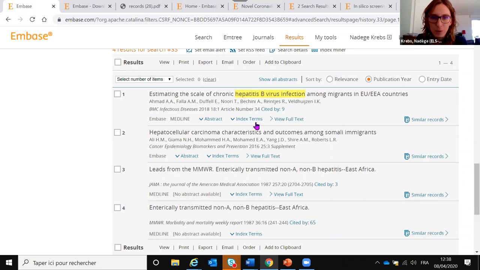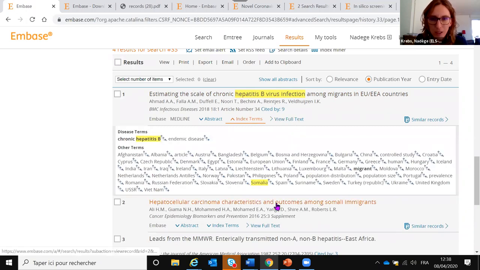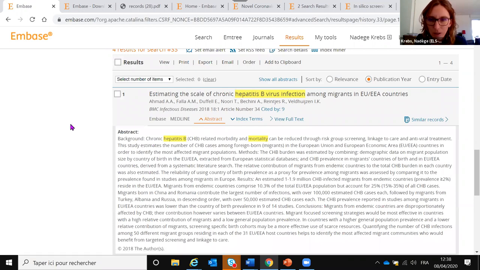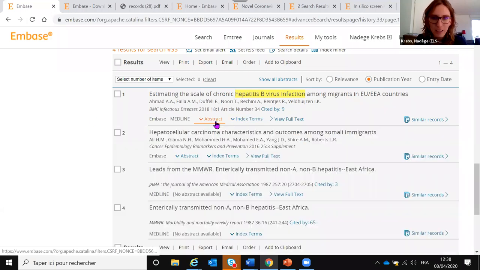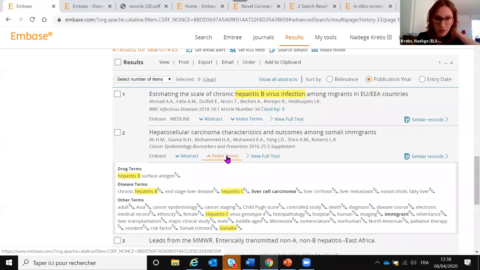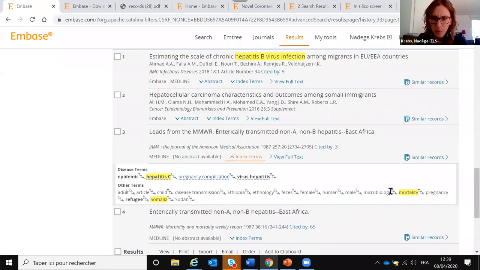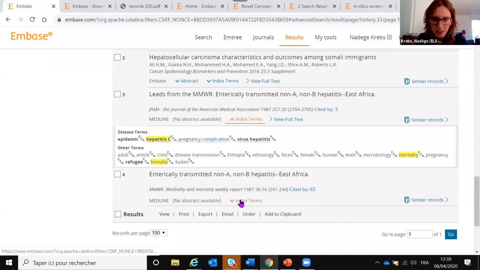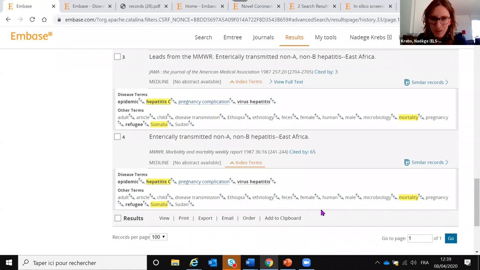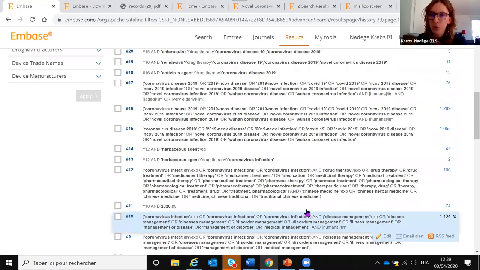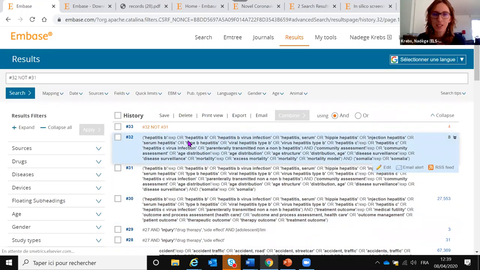Estimating the scale. So that might be, okay, so it's in Europe after immigration. Hepatocellular carcinoma, so cancer. Okay, chronic hepatitis B. So we have all the index terms. Leads from the MMWR. Hepatitis C, mortality, Somalia, yes. Hepatitis C, Somalia, mortality, yes. So maybe this one, the last one that we did, the eight, is more relevant.